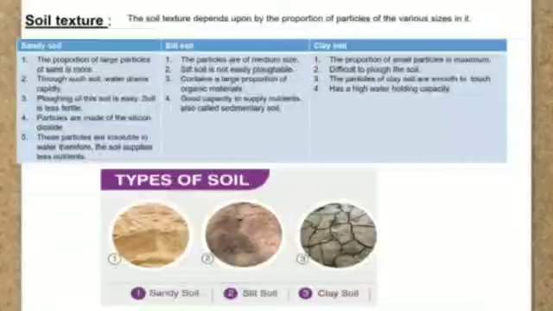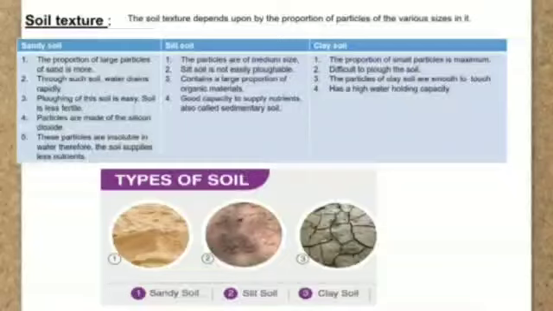Silt soil. The particles of silt soil are of medium size. Silt soil is not as powerful as sandy soil. However, it is much more powerful than clay soil. This soil contains a large proportion of organic material. Its capacity to supply nutrients is much greater. Silt soil is also called sedimentary soil.